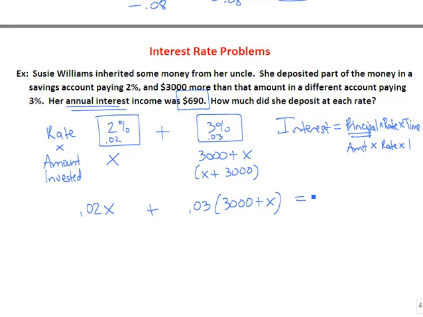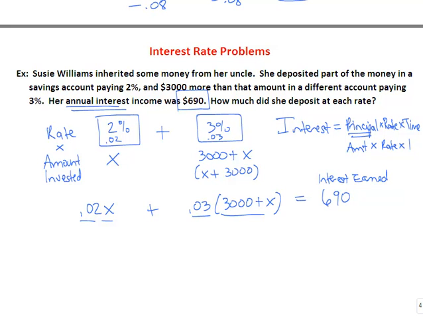How much interest did we earn? $690. Okay, so it's very similar to the mixture problems, in that we're still doing a rate times an amount plus a rate times an amount. The only difference is on the right-hand side. Instead of having a third rate times amount, this time we actually know what that total turns out to be. So we're going to put our interest earned on the right-hand side every time. Okay? So here's our equation.